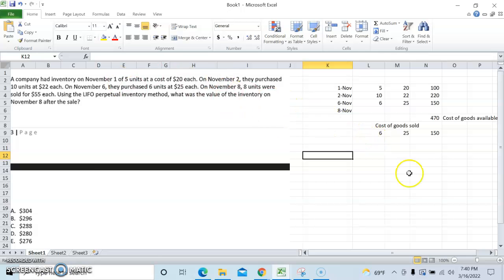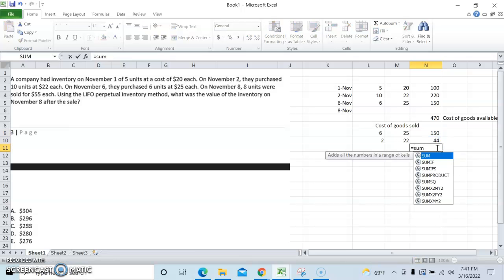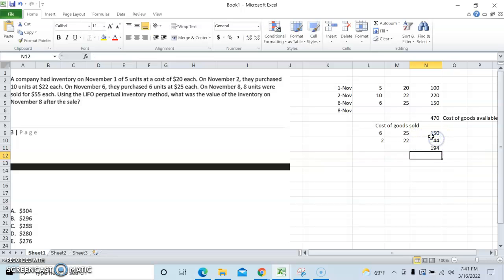All right. So we sold 8. We've already accounted for 6 of them. So we got to account for 2 more. So we need to go up to our next layer, which is November 2nd. So we need to take 2 out of this 10 because that's going to get us to 8 units. So it's going to be 2 times 22. All right. We'll add up these numbers. That's our cost of goods sold.